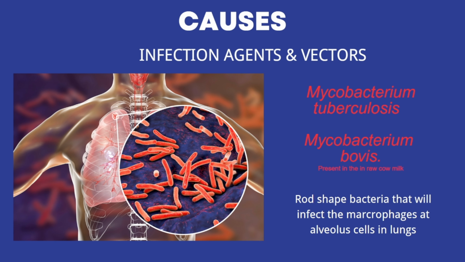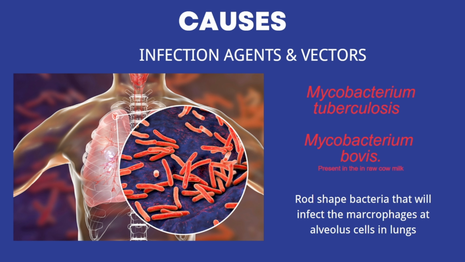They're transmitted by air. The infectious agent is the bacterium we call Mycobacterium tuberculosis. Very easy. The genus name is Mycobacterium, and the species name is tuberculosis. And there is also another one, which is found in animals: Mycobacterium bovis. This one is found in raw cow milk. So that's why we need to treat cow milk. We cannot drink raw cow milk directly, straight from the female cow.